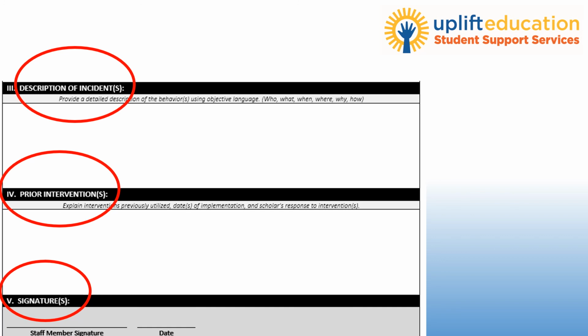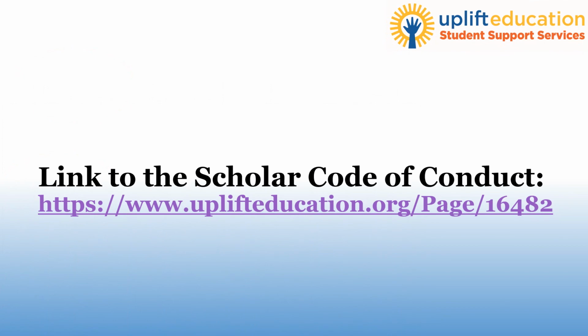You will be provided copies of the escalated discipline referral form at the beginning of the year and can also find copies of these forms on the Uplift Education intranet website under the Student Support Services Program menu and also in any designated locations as assigned by your school leadership team. Finally, a link to the complete Scholar Code of Conduct is included in this training module.